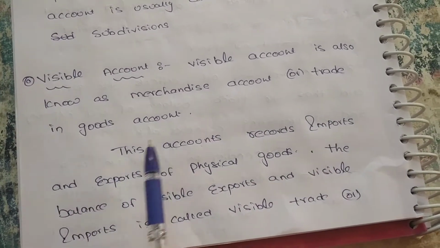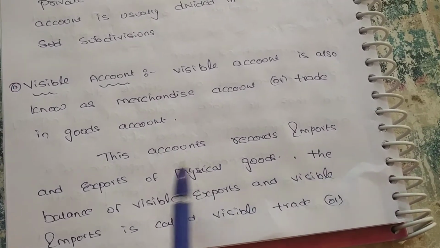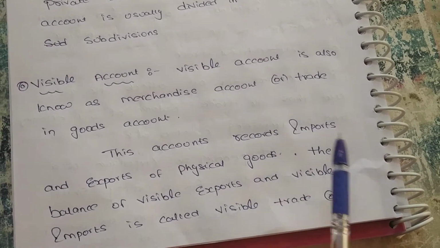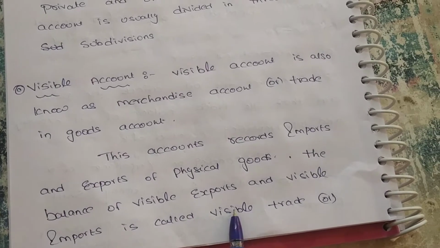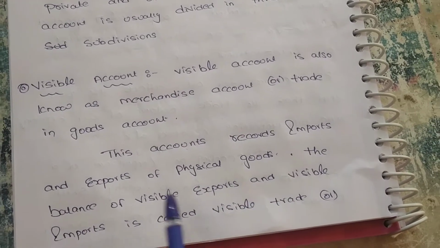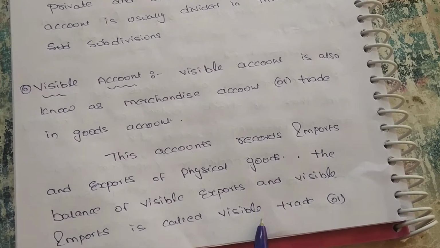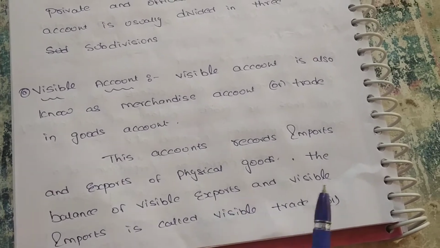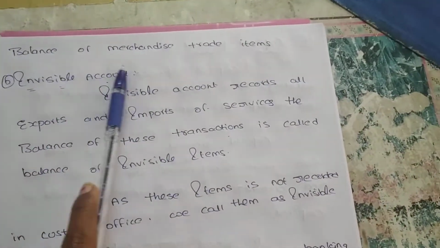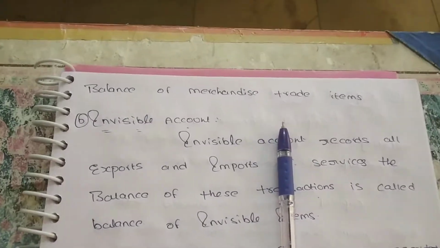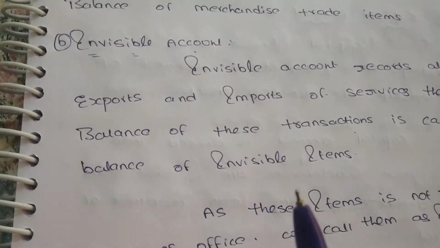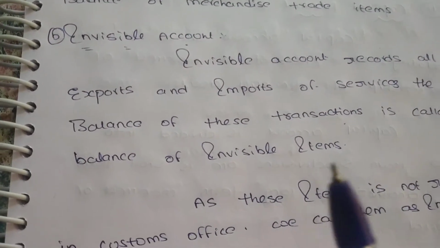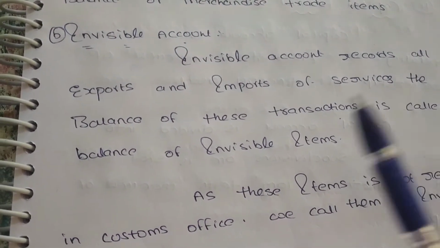Trade in goods account: this account records imports and exports of physical goods. This balance of visible exports and visible imports is known as visible trade, or the balance of merchandise items. In the visible account, we record only tangible goods, which you can see and touch.